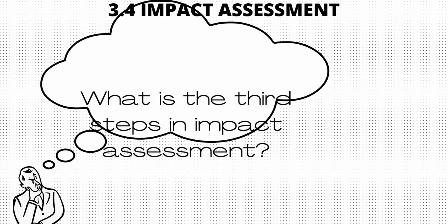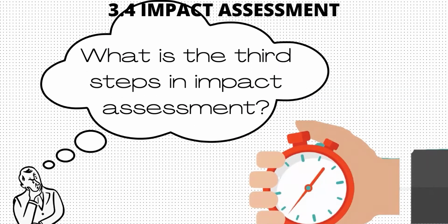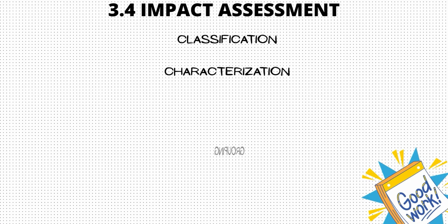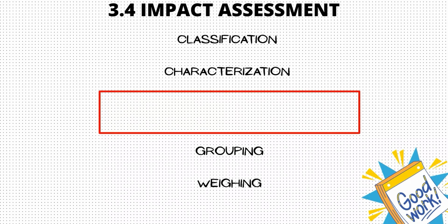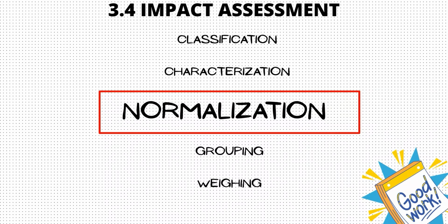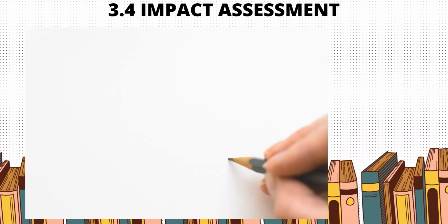Quiz 3.4, on impact assessment. What is the third step in impact assessment? You will be given 10 seconds to answer this question. Alright, let's recheck the answer. First is classification, second is characterization, fourth is grouping, and fifth is weighting. The answer for the third step in impact assessment is normalization. We go to the next question.